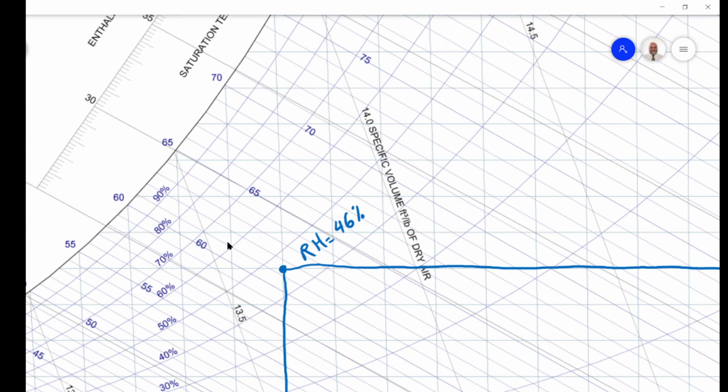All right. And the other thing you can notice is the wet bulb temperature. Wet bulb temperature lines are the diagonal lines that are drawn like this. And in this case, this diagonal line is 60, this is 65, so this is 61, this is 62, meaning the point is between 61 and 62 in terms of wet bulb temperature.